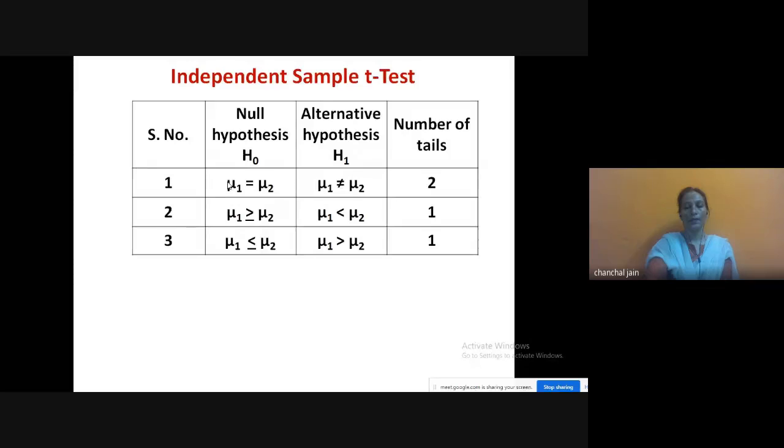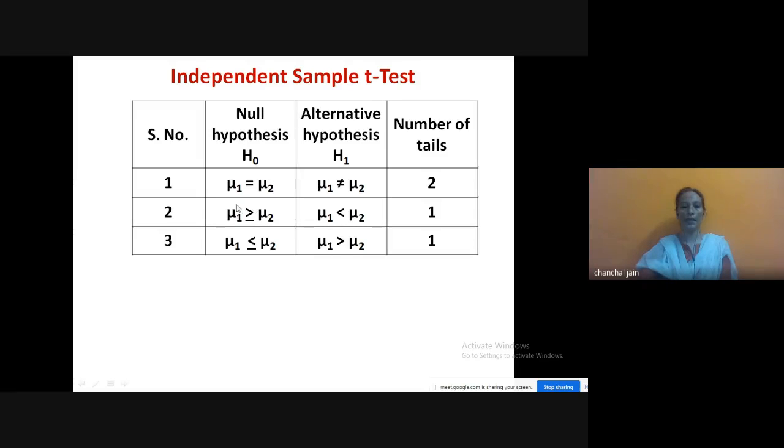Then the hypothesis of the independent sample t-test. Here you can see there are three ways to define the hypothesis of the independent sample t-test. In the first way, the null hypothesis is mu1 equals mu2. It indicates that the population mean of the first group is equal to the population mean of the second group.